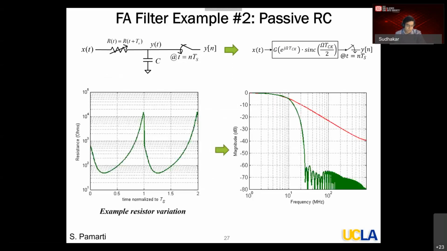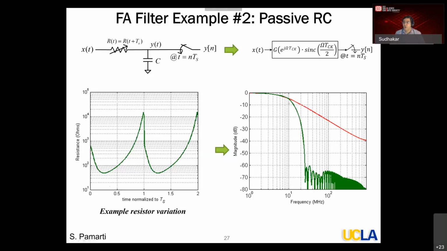Let me show you an example. Here is our simple RC, time varying R. The figure on the bottom left is showing you an example resistor variation. Here I am showing you two periods, so the x-axis is normalized to the sampling period TS. I'm showing you two sampling periods to clearly show it is periodic. Again, the variation is between 2 to 3 orders of magnitude. And the figure on the right is the effective filter response.